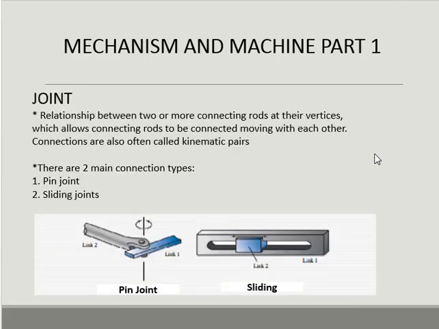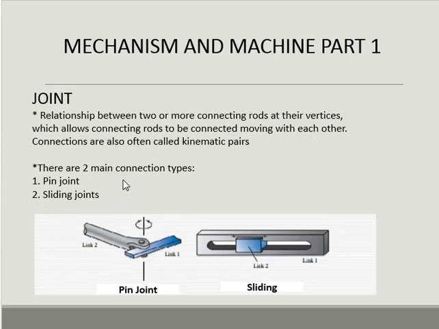Now the second part of a mechanism is the joint. The definition of a joint is a relationship between two or more connecting rods at the vertex or node, which allows the connecting rods to move with each other. Connections are also often called a kinematic pair. Joints can be classified by connection type. The first joint is the pin joint. This is an illustration of a pin joint. They have a rotation motion.